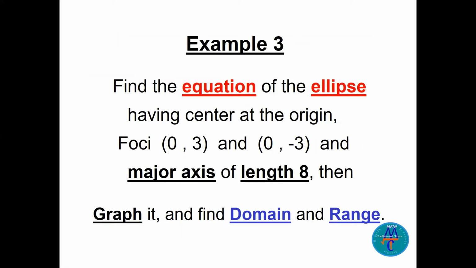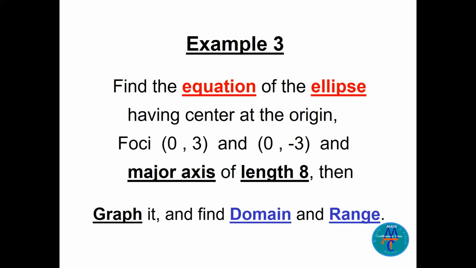Now this is the opposite. Given some information about the ellipse, we have to find the equation. See, example 1 and 2 are the opposite. The equations were given, and then we find the other things. Find the equation of the ellipse having center at the origin, so that's 0, 0, foci 0, 3 and 0, minus 3, and major axis of length 8. After you find it, we graph it. We find the domain and range.